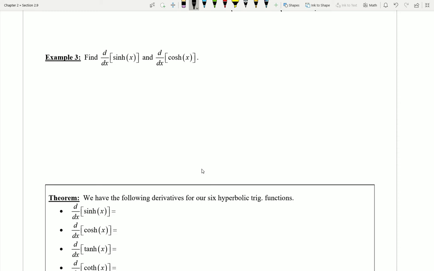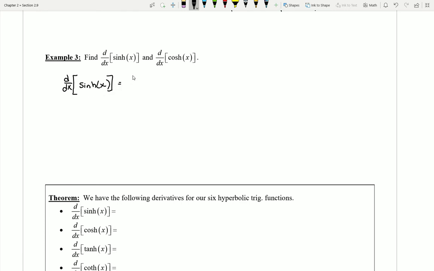Now that we've looked at some graphs of hyperbolic trig functions and some identities associated with them, we're going to try to go ahead and establish some derivative rules. I'm going to start by trying to calculate the derivative of the hyperbolic sine function. You'll see here I'm using this derivative notation that says I want to take the derivative of this function, and I'm going to slowly start to simplify this down.